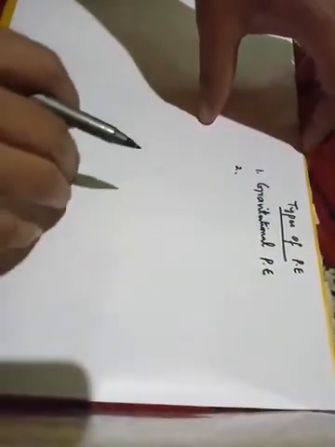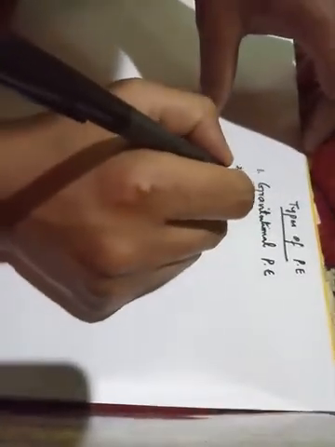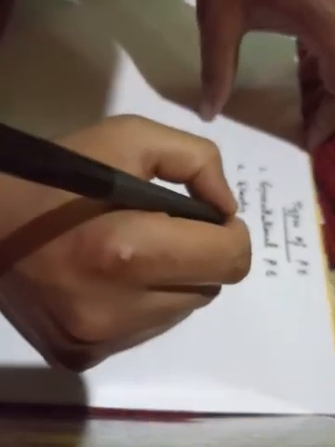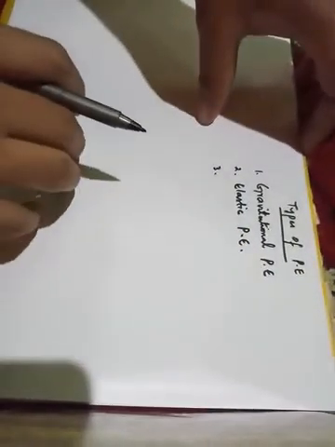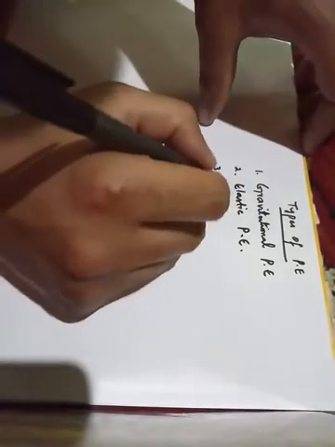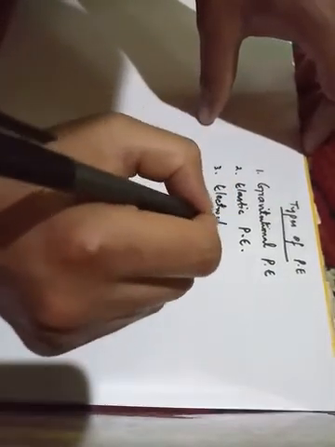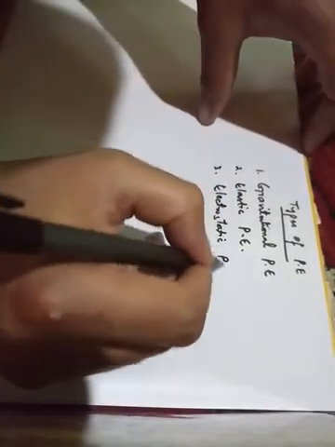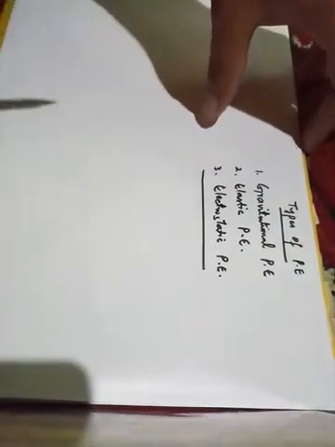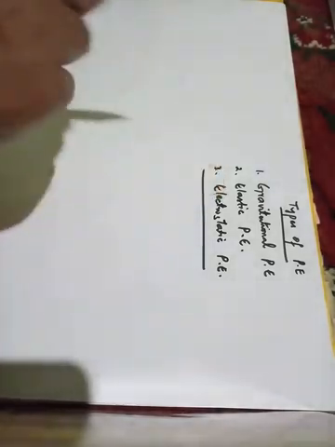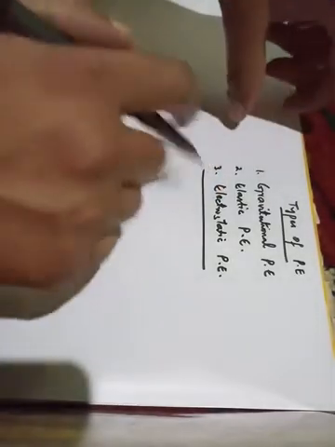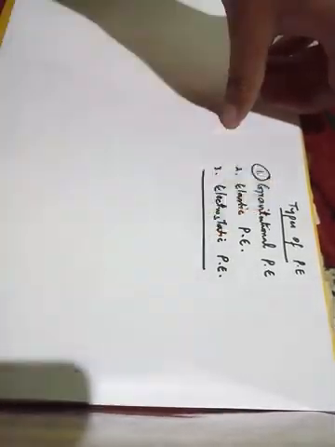Number second we have elastic potential energy. And number third we have electrostatic potential energy. These are the three main types of potential energy, beta. Let's discuss them one by one. We have gravitational potential energy first.